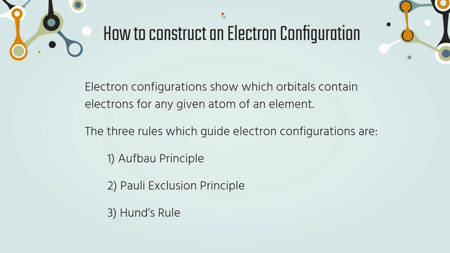Now, let's talk about how to construct actual electron configurations. These electron configurations show which orbitals contain electrons for any given atom. And there's three rules which we have to juggle to understand this. The first is the Aufbau principle, the second is the Pauli exclusion principle, and the third is something called Hund's rule. Let's start with the Aufbau principle.